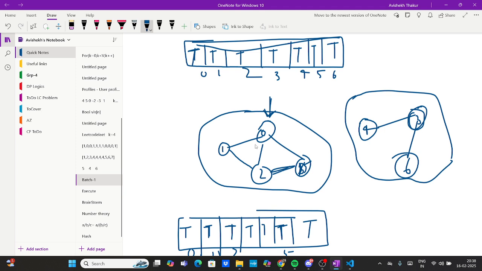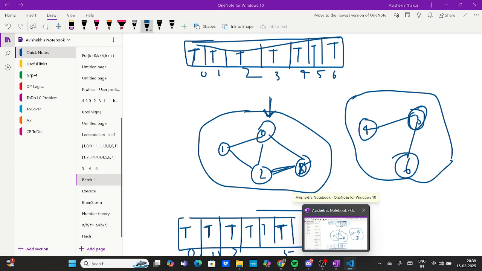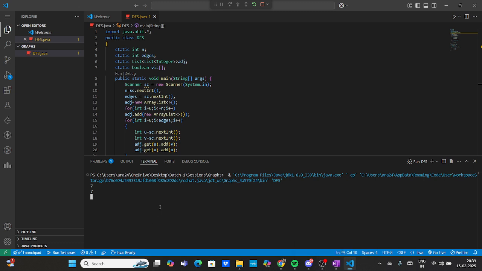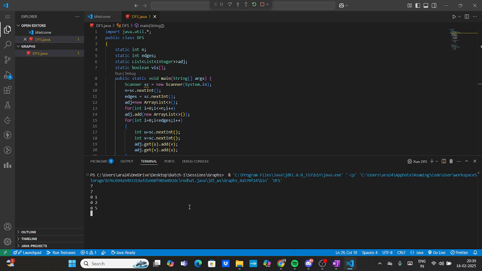Yeah. 1, 2, 6. 3, 4, 5, 6, 7 edges totally. Okay, so there are totally 7 edges. What are they? 0 is connected with 1, 0 is connected with 2, 0 is connected with 5. Next, 1 is connected with 2, 2 is connected with 5.